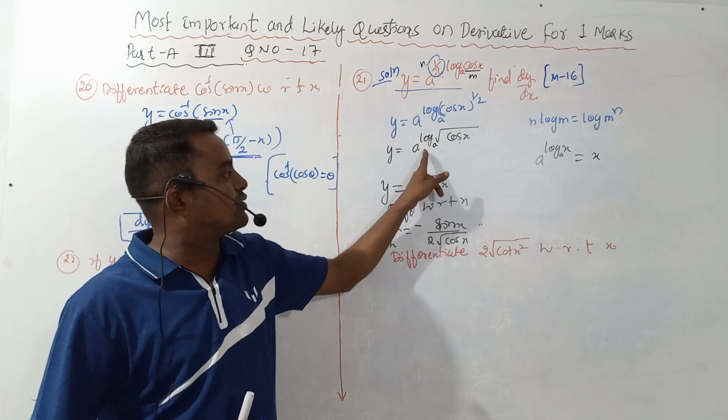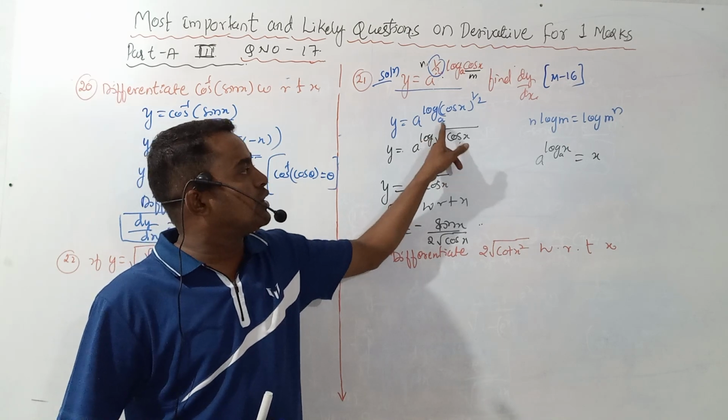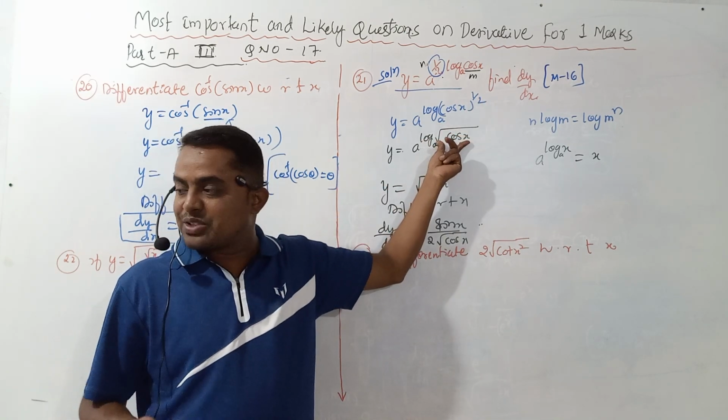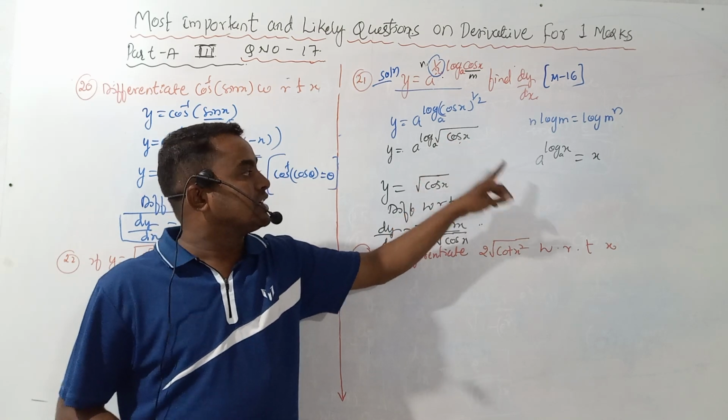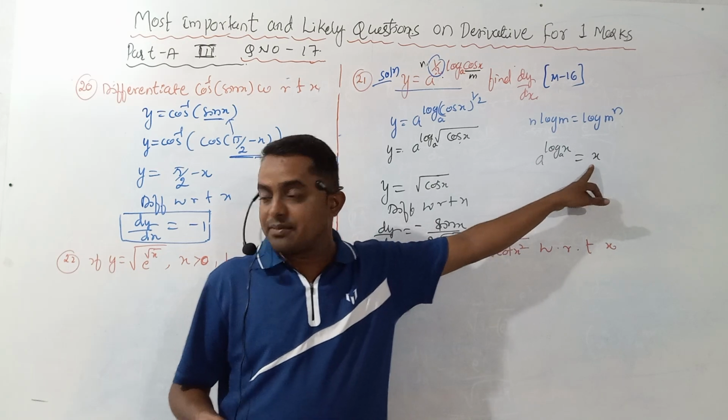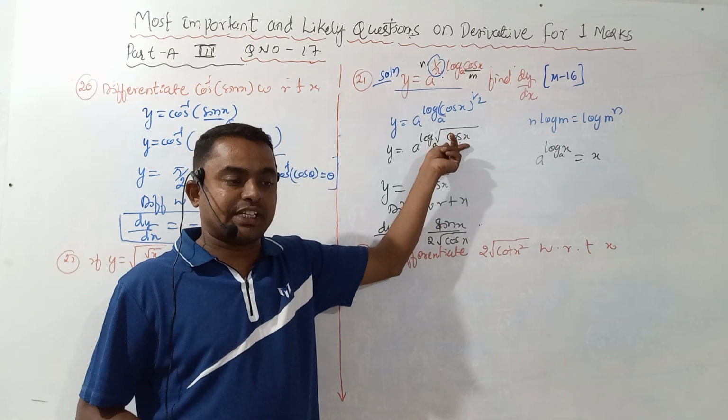Next, that is y is equal to a raised to log root. This 1 by 2 can be written as root. 1 by 2 means root. That is cos x. Now a raised to log x to the base a is what? x, by the property of logarithm. Instead of x, what is here? Root cos x is there.